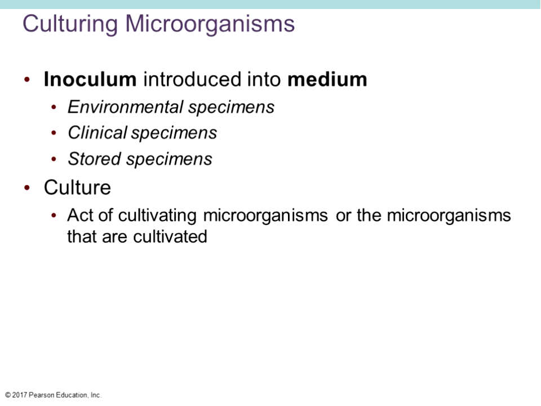We can have clinical specimens or stored specimens, or you can get specimens from the environment. So you can just go swab a toilet seat or swab the floor, and that would be an environmental specimen. Clinical specimens would be specimens that come from your patient. And stored specimens are what we work with in lab. We just have E. coli on deck. We've got Salmonella on deck. We've got these different organisms that have just been stored.